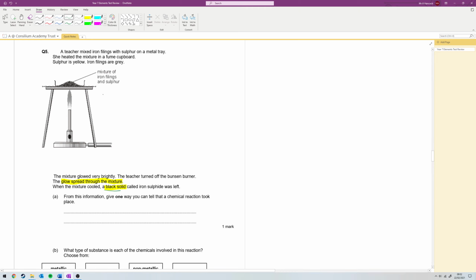That tells you that a reaction has happened, because sulfur is yellow and iron is grey, and neither of them are black. So take your pick. You've got a choice between the mixture glowed, or you could say there was a colour change, or you could say a black solid formed, or a new substance has been formed. The easiest one is there was a colour change.